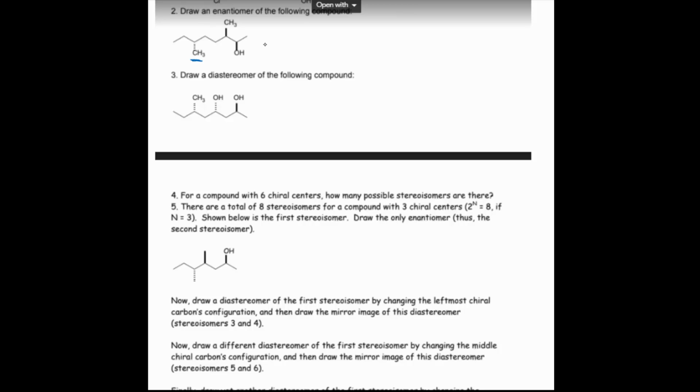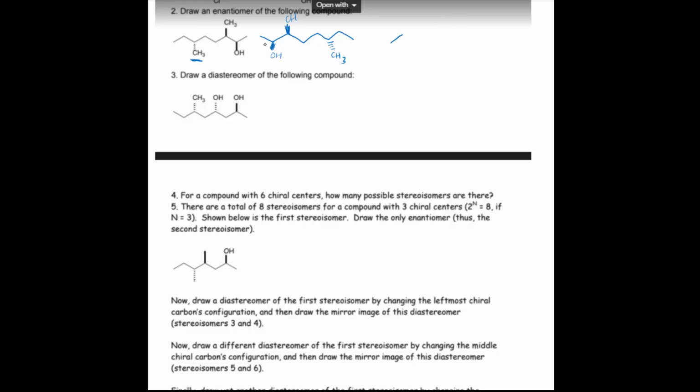There are two different ways to draw an enantiomer. If I'm looking and draw the mirror image, 5, 6, 7, 8, I need my 8 carbons, and then I'm going to reflect. So I have an OH on a wedge here on carbon 2. I'm going to put an OH on a wedge here. I'm going to put my CH3 on a wedge here, and then I put this methyl group on a dash. That's one way to draw an enantiomer.